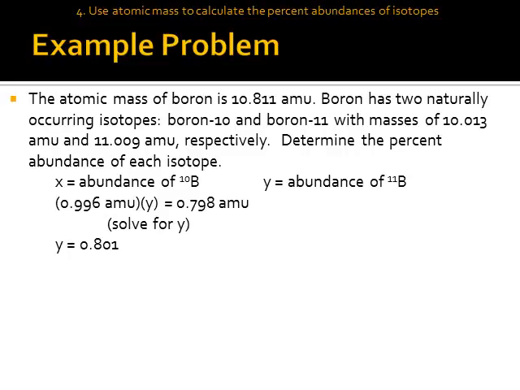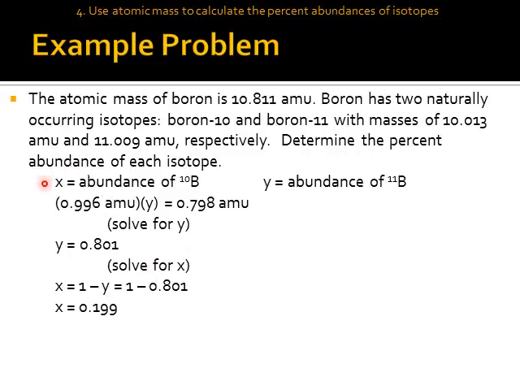Now if you think about what we did initially, we had the equation of X equals 1 minus Y, whenever we solved that equation for X. So plugging in my Y at 0.801, that gives us a value of 0.199 for X. Now at this point, all the math part is done. We just need to match these values up with the correct abundances and turn them into percentages.